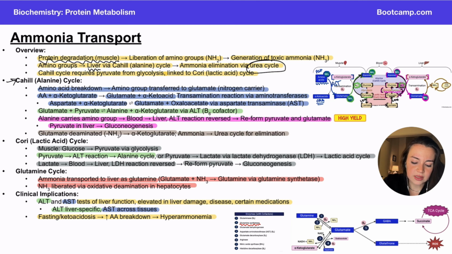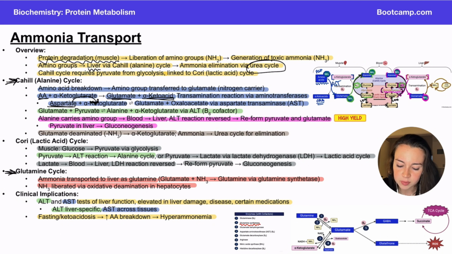The first is via the Cahill cycle, or the alanine cycle, and the second is via the glutamine cycle. In the Cahill cycle, we used a series of transamination reactions to pass the amino group along through different carriers. First, we had our amino acid. An example we used was aspartate. We took the amino group off of our amino acid and gave it to alpha-ketoglutarate. That left us with glutamate and whatever alpha-keto acid was relevant to the amino acid we started with.